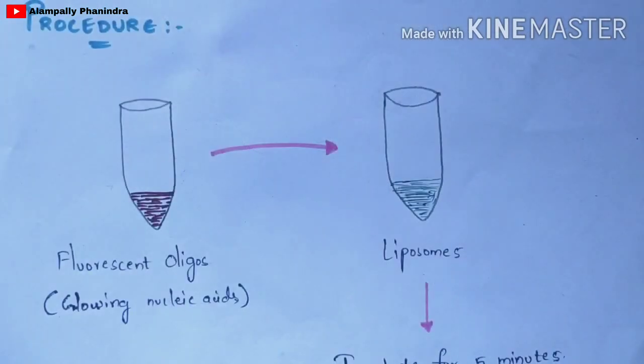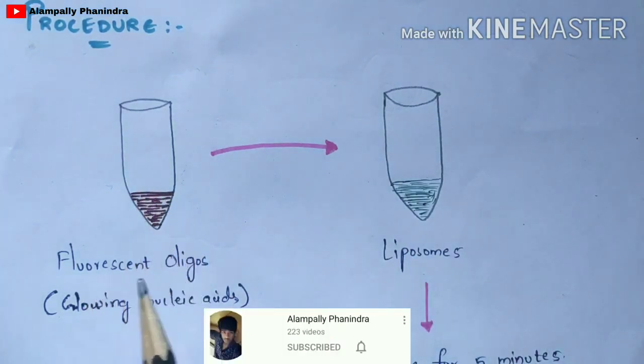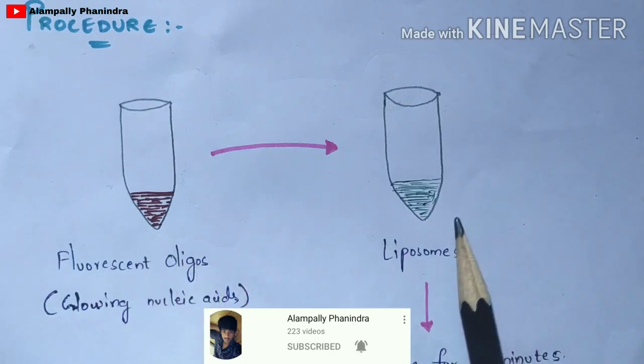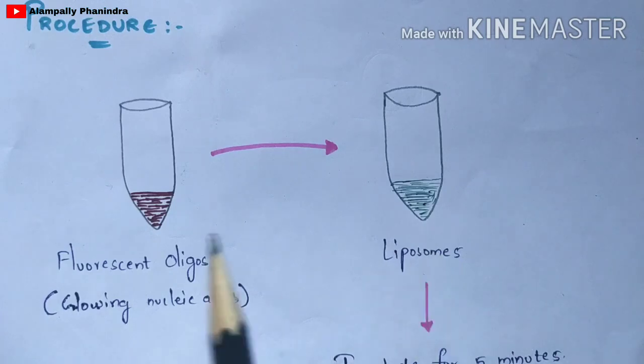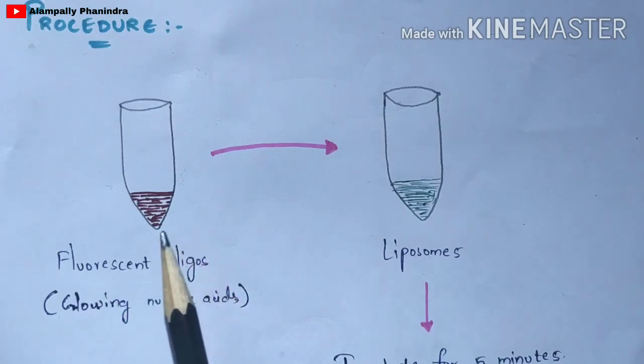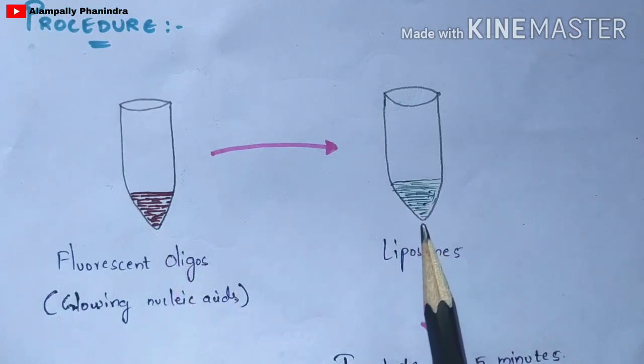To discuss the practical procedure of lipofection, you are going to take two cuvettes. In one cuvette you are going to take fluorescent oligos, and in the second cuvette you are going to take the liposome solution, which consists of the liposomes. Fluorescent oligos are nothing but glowing nucleic acids. These nucleic acids exhibit the property of fluorescence, that is, they produce color. So you take glowing nucleic acids in one cuvette, and in the second cuvette you take the liposomes.